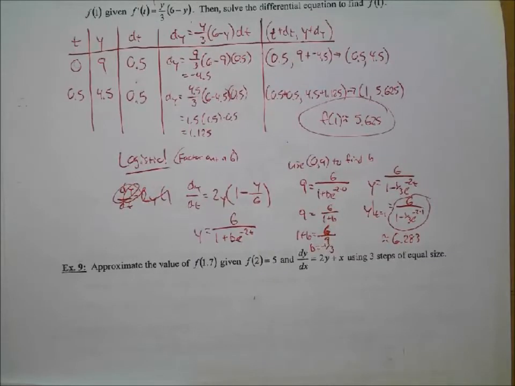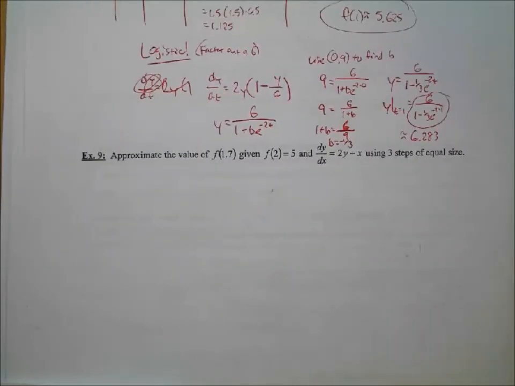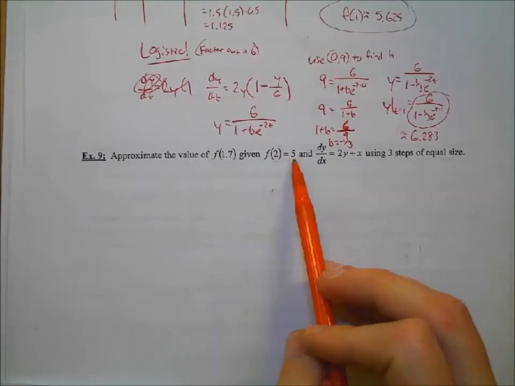Questions on any of that? Okay. So let's try number 9 here then. Approximate the value of f of 1.7 given f of 2 is 5. Now, this is a little bit weird.